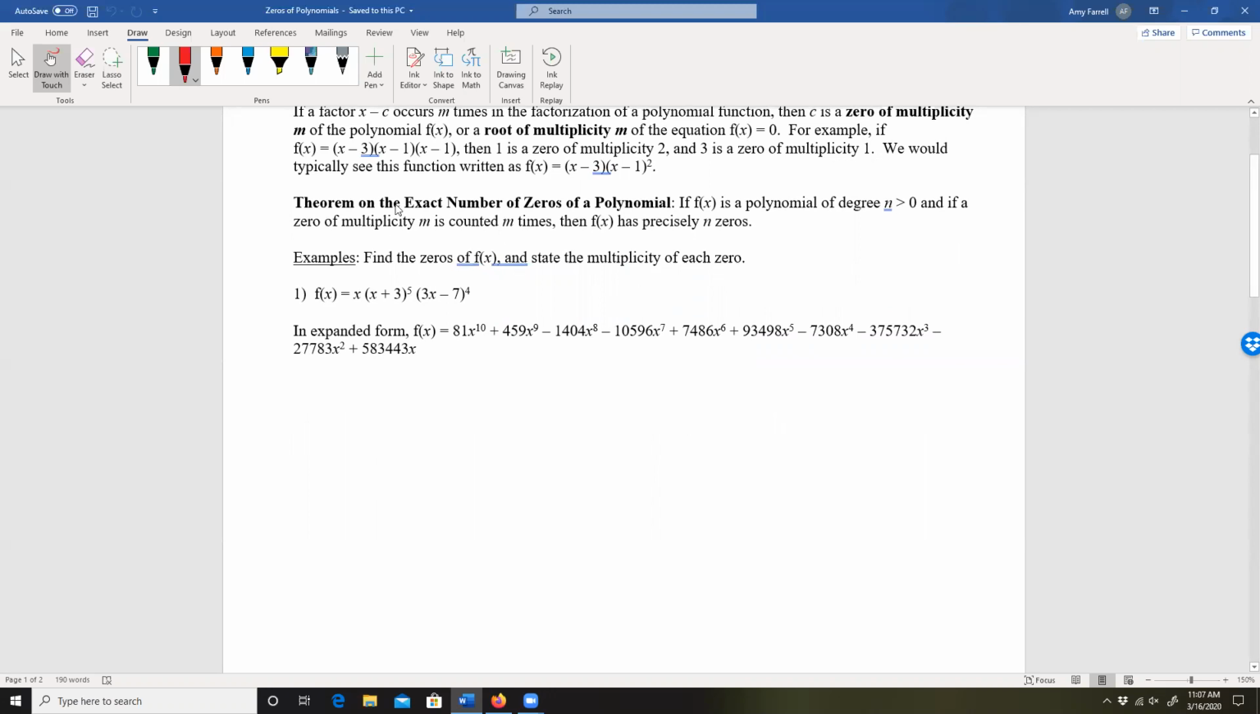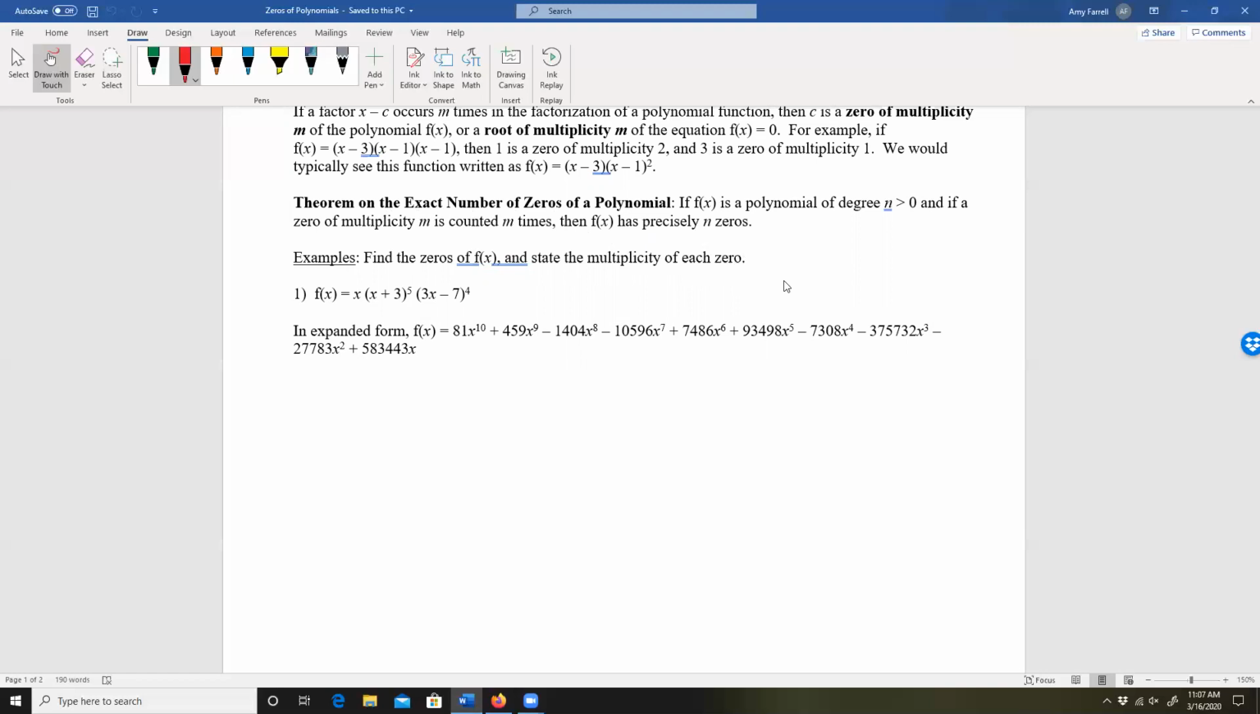Lastly, before we start some examples, we have this theorem. The theorem on the exact number of zeros of a polynomial: if f of x is a polynomial of degree n greater than 0, and if a zero of multiplicity m is counted m times, then f of x has precisely n zeros. Okay, what the heck does that mean? So let's jump in.